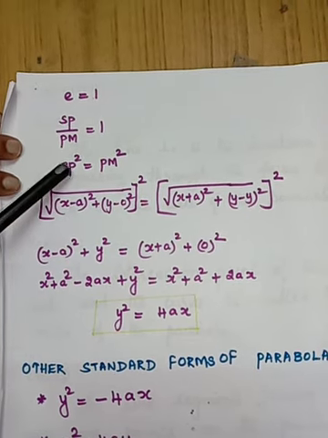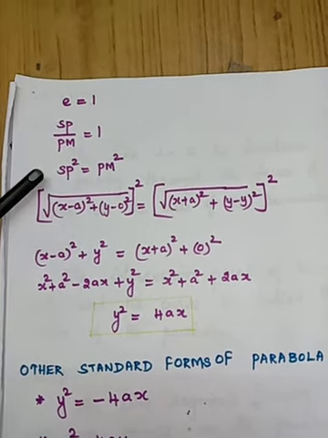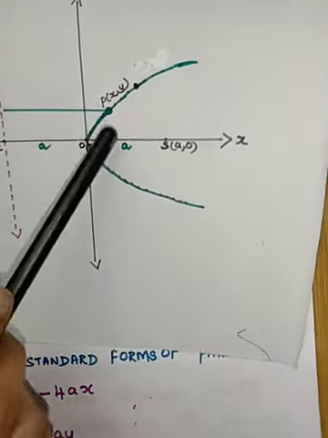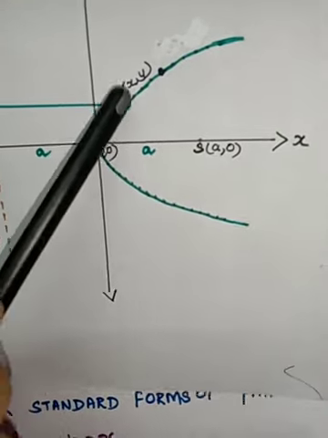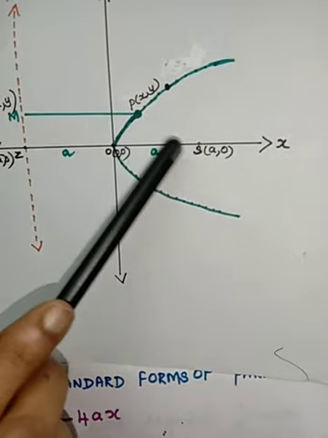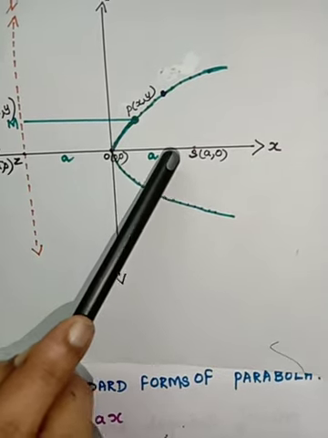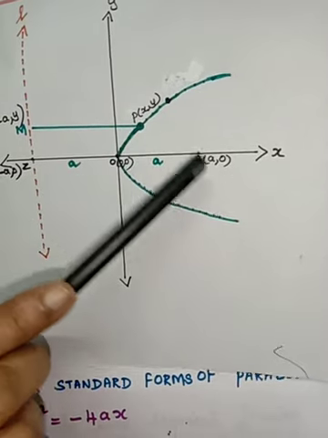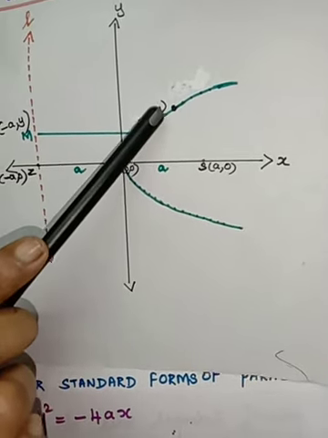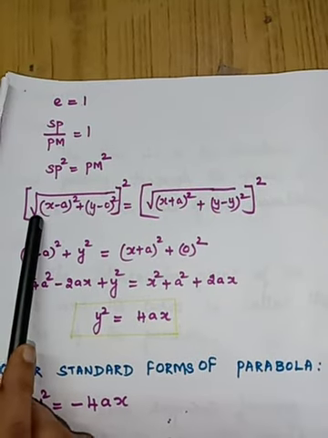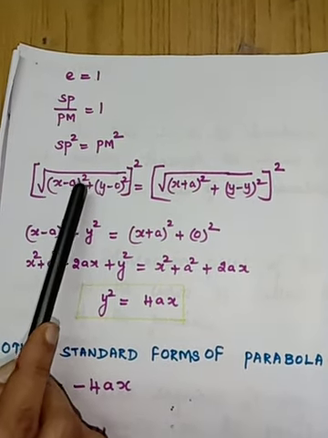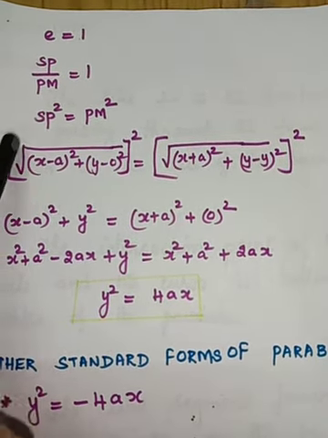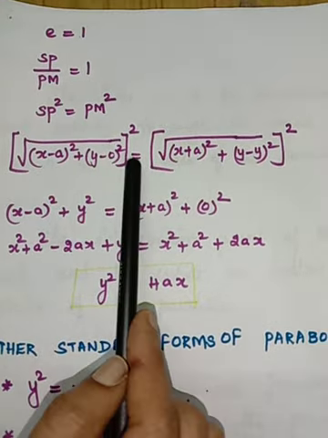When you square, SP squared is equal to PM squared. What is the point S? S is the focus, that is a, 0. The point P is x, y. You have two points, and the distance formula has to be used to find the distance between S and P. It is the square root of x minus a the whole square plus y minus 0 the whole square. I put the square above it, and it is equal to PM.